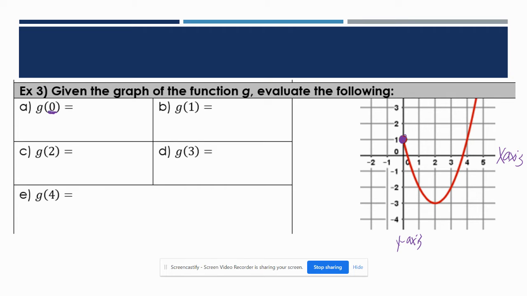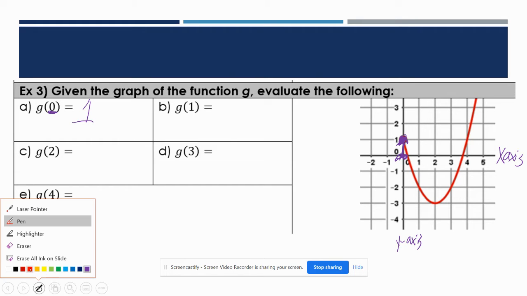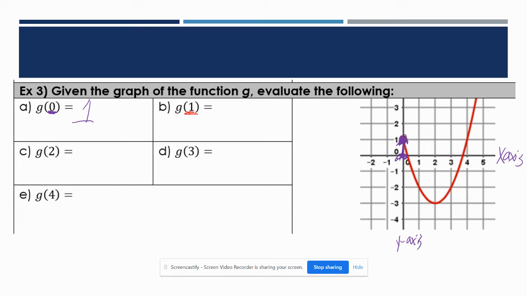So this says find where x is 0. Well, x is 0 right here. It matches to our graph right here at the 1, and so the y value is 1. Find on the x-axis where x is 1, that's right here. Match it to the graph, that's right here. What y value is that? Well, it's -2.